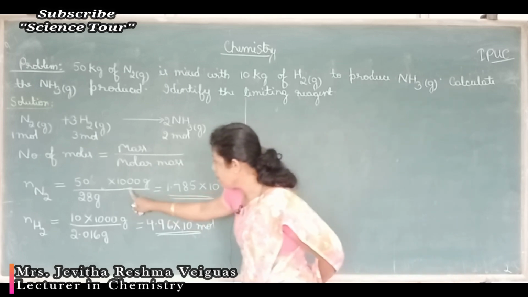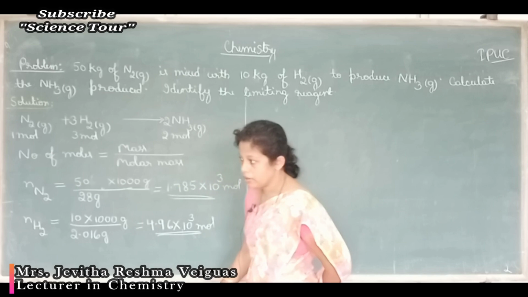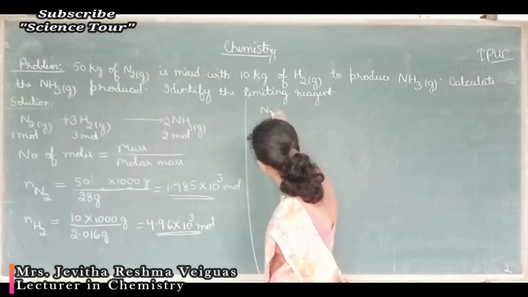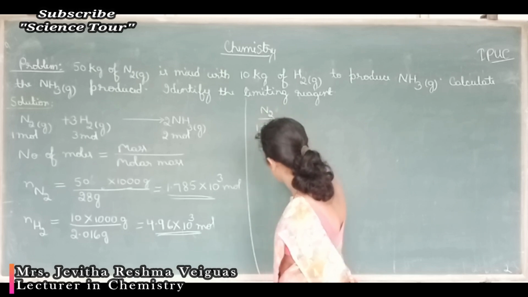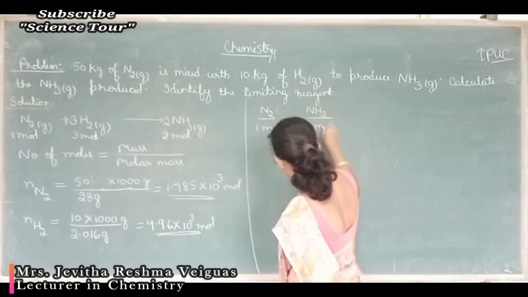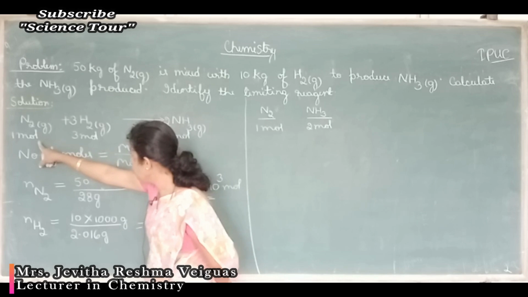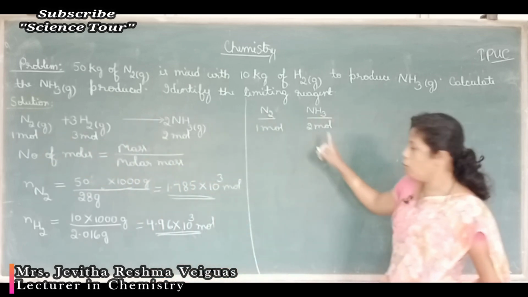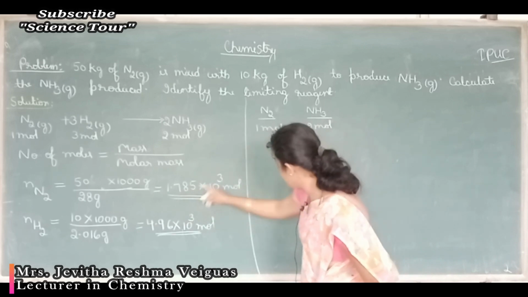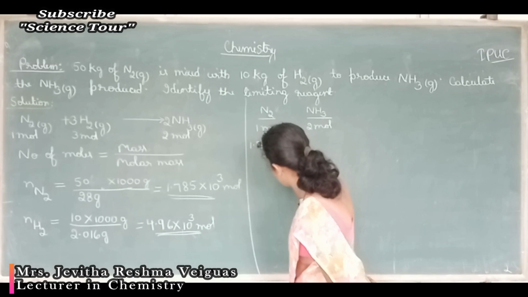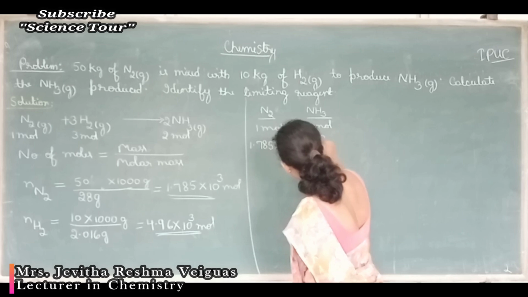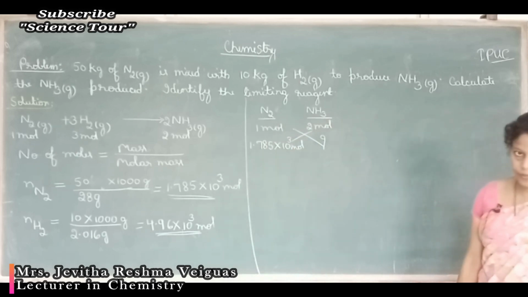We obtain number of moles of hydrogen, we obtain number of moles of nitrogen also. Now we know, number of moles of nitrogen, 1 mole will give 2 moles of ammonia. According to the equation, 1 mole nitrogen will give 2 moles of ammonia. But in the problem given is not 1 mole, it is 1.785 into 10 to the power 3 moles. That will give how many moles of ammonia? This is what you have to find.